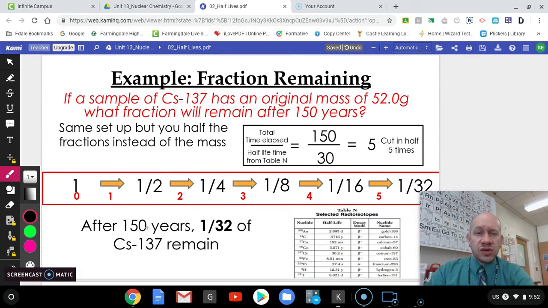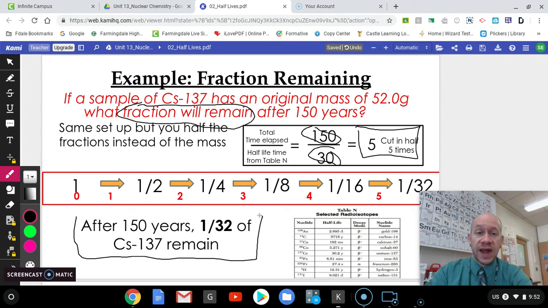Example 2, fraction remaining. If a sample of cesium-137 has an original mass of 52 grams, what fraction will remain after 150 years? We know the same thing. 150 years is our total time. 30 years is the half-life, so that's 5 half-lives. If I were to cut 1 gram in half 5 times, that would get me 1/32. So the fraction remaining is 1/32.